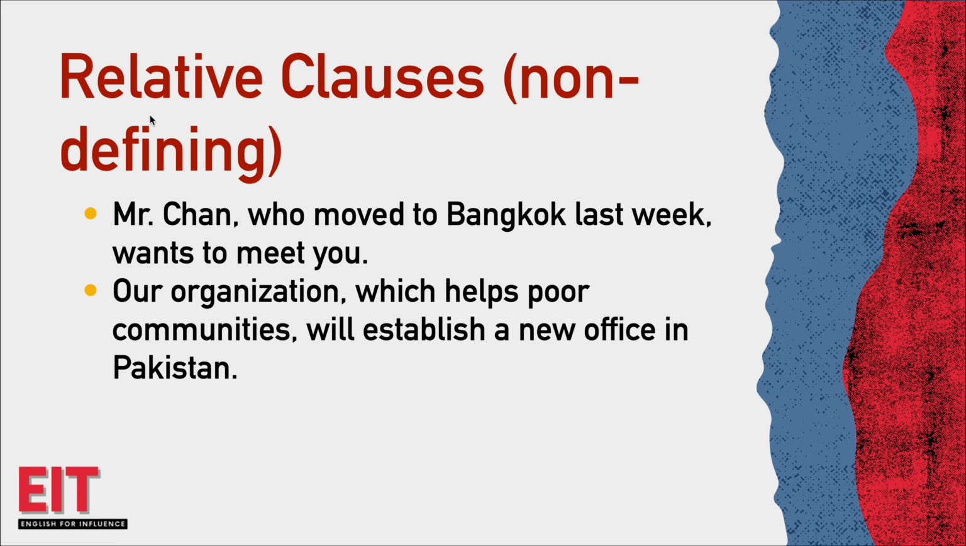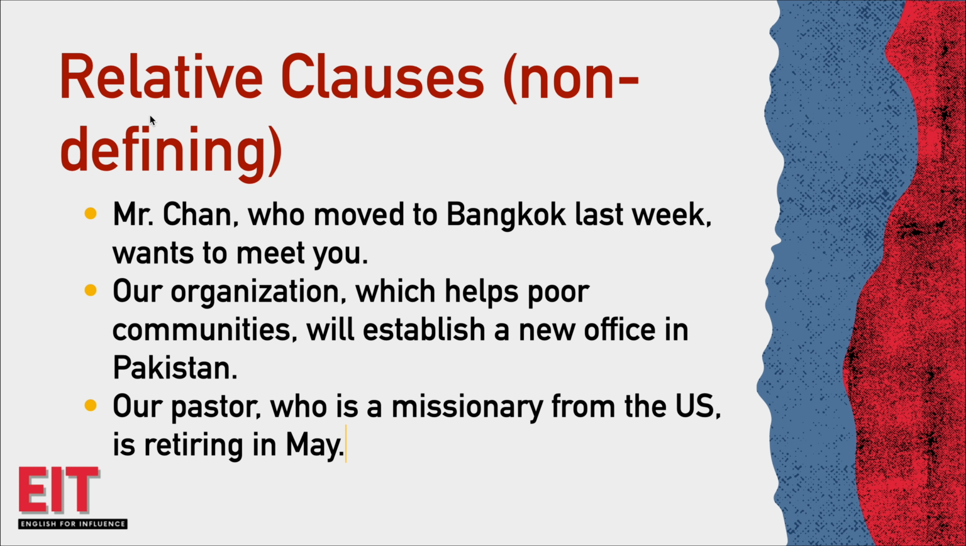And for the third one, we only have one pastor in our church, so I don't need to identify which pastor I'm talking about. I just wanted to give optional information, who is a missionary from the US, and I used a pair of commas to separate that information from the rest of the sentence. So at this point, I hope you understand how we use non-defining clauses.